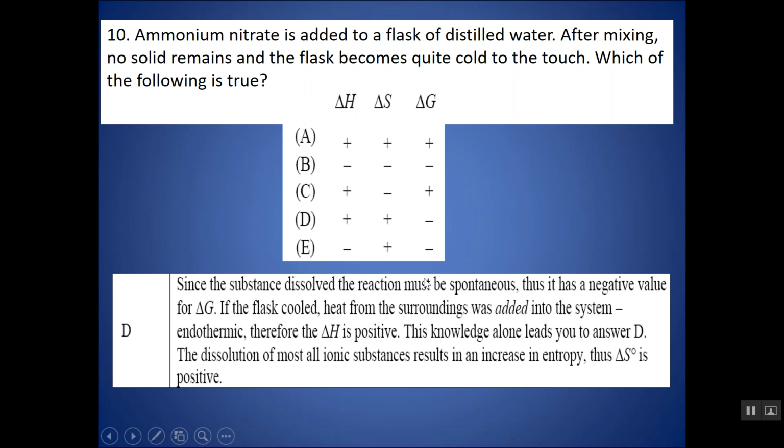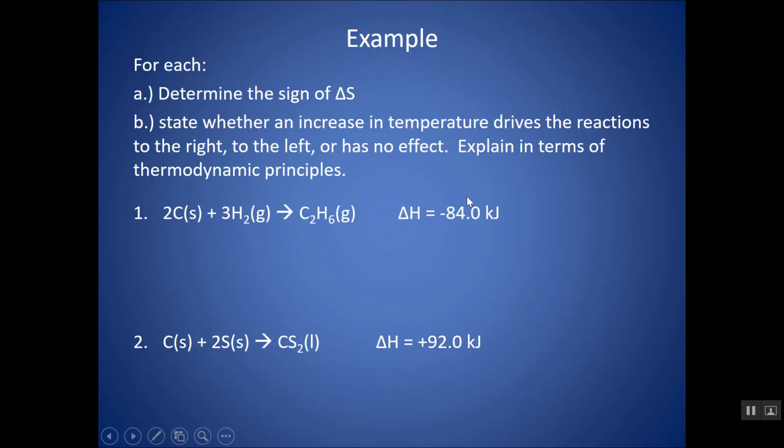Since the substance dissolved, the reaction is spontaneous, so it's negative delta G. If the flask gets cold to the touch, heat was added or absorbed from the flask, so delta H is positive. And dissolution increases entropy, going from solid to aqueous. Okay, take a moment and try this example.